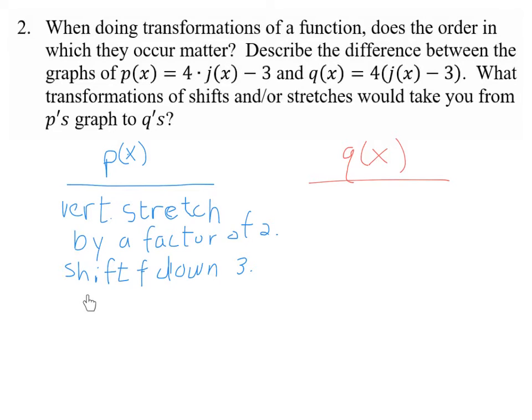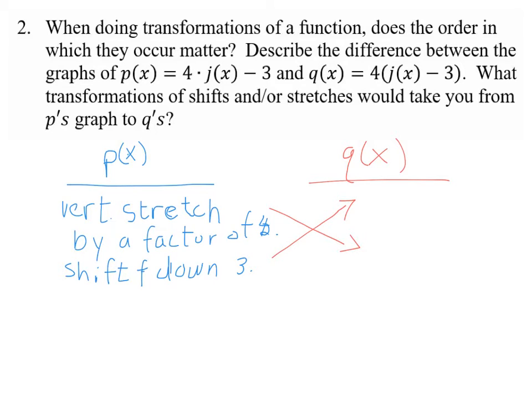Okay, did you get that we have the vertical stretch by a factor of, whoops, I wrote 2, that should be a 4, for p of x, and then we shifted down 3 units? And for q of x, we're going to do the opposite. We just follow our order of operations. We have to do the shift first and then the vertical stretch. Let me fix a couple things. This should be by a factor of 4, and then we'll draw little arrows so that the stretch comes second and the shift comes first for q of x.